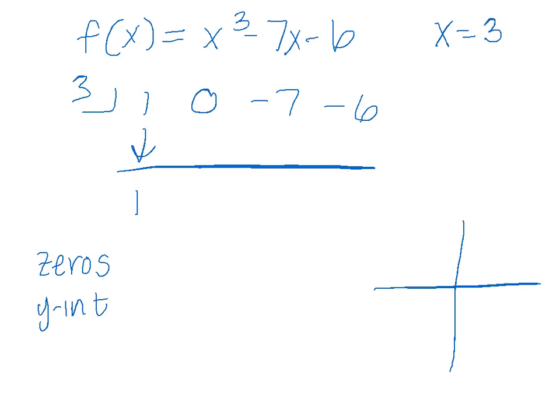So I'm going to go ahead and use my synthetic division. 1 times 3 is 3. When I add those, I get 3. 3 times 3 is 9. When I add that, I get 2. 2 times 3 is 6, which gives 0.